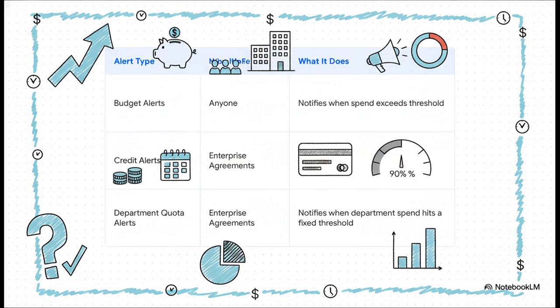You, me, anyone using Azure. You set a number, and it warns you if you get close. Easy. The next 2, credit alerts and department quota alerts, are specifically for big companies with what's called an enterprise agreement. Credit alerts tell you when your prepaid credit is running low, and department alerts do the same, but for specific teams. Knowing who uses which alert is key.